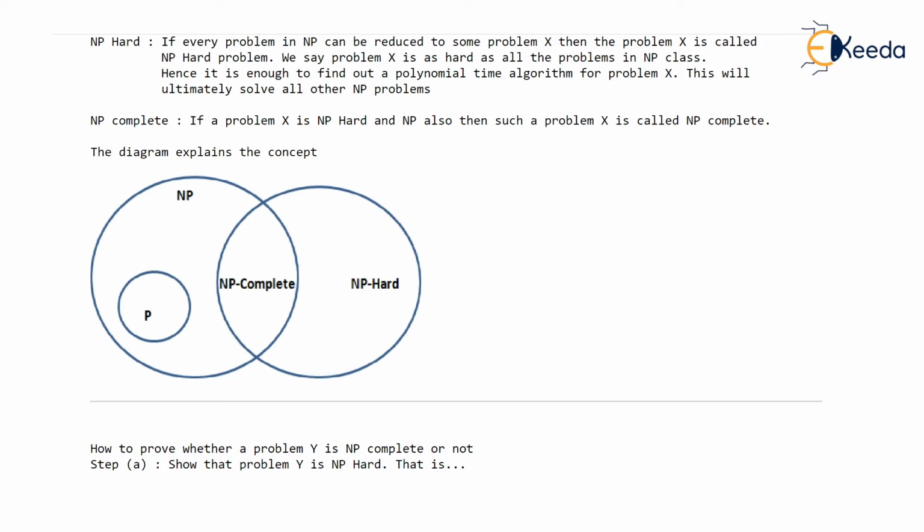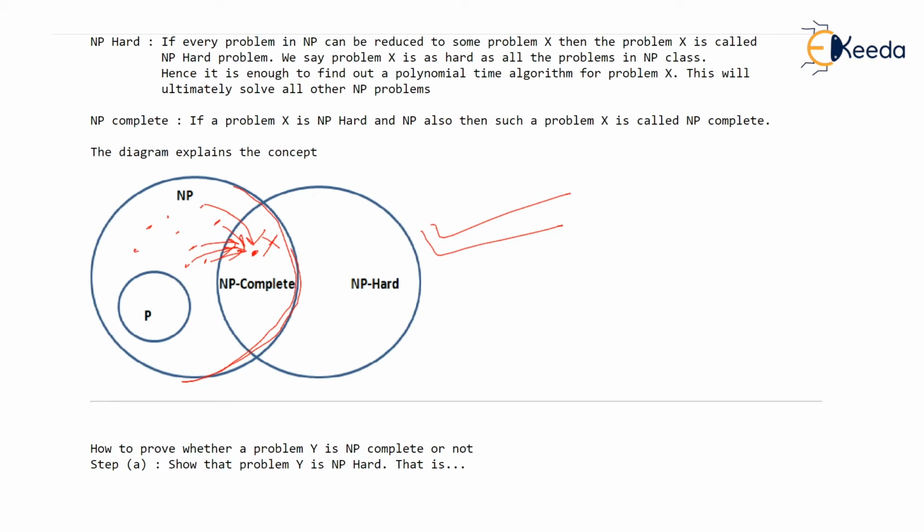Now can you understand this diagram? Do you understand this diagram? You just check that there are many problems in NP, isn't it? Many problems in NP. And there is some problem X, let's say, which is in NP. Observe this line. This is the NP set. There is some problem X in NP, such that every problem in NP is reducible to this problem X, isn't it? All the problems in NP are reducible to X.